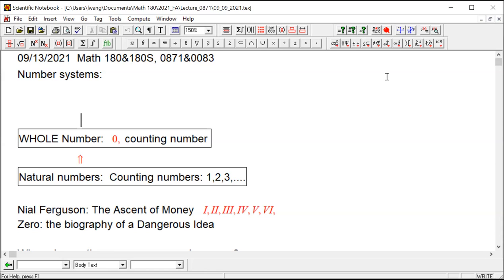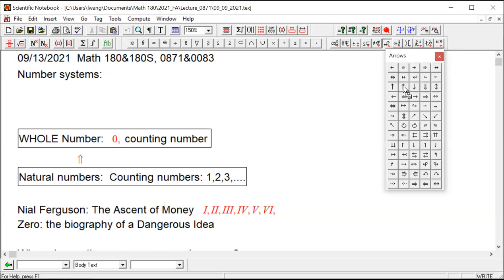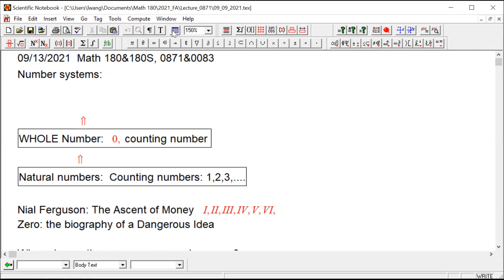On the number line, from the origin to the right, they're positive numbers. To the left, they're negative numbers. But is zero positive or negative? No, zero is neither positive nor negative. It is a neutral number. Zero is a neutral number. And with the introduction of zero, we get into another category. We call them integers.